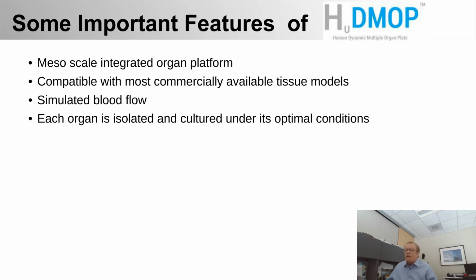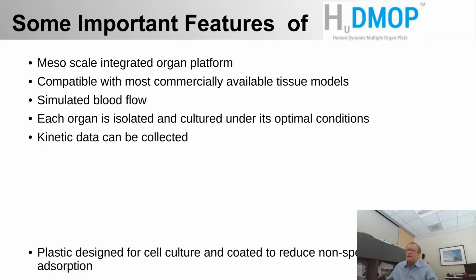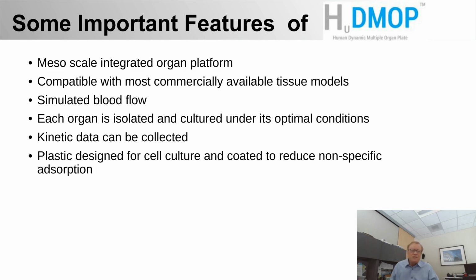So each organ and tissue can be cultured under optimal conditions because we're not exchanging media from one compartment to another. There's no net change in fluid, in fact, between the chambers. There's only a change in molecules that have an osmotic gradient. We can calculate kinetic data because of this. And our plastics are designed and coated so that we have very low absorption of drugs and chemicals.